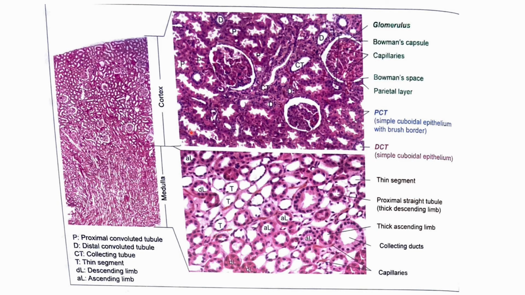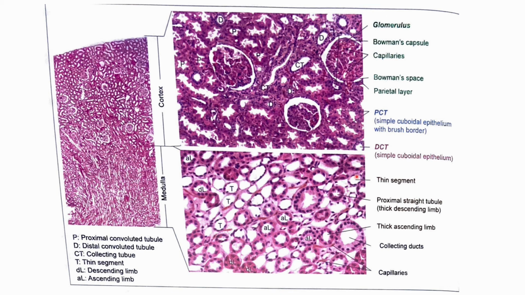On H&E staining, here you can see the outer cortex and the inner medulla. In the outer cortex, we can see the glomerulus along with the Bowman's capsule and the capillaries. We can see the two layers, the outer parietal layer and the inner visceral layer, which is in close adherence with the capillaries. These are proximal convoluted tubules with simple cuboidal epithelium and a brush border. Here you can see the difference between the PCT and the DCT. The DCT is lined by simple cuboidal epithelium.